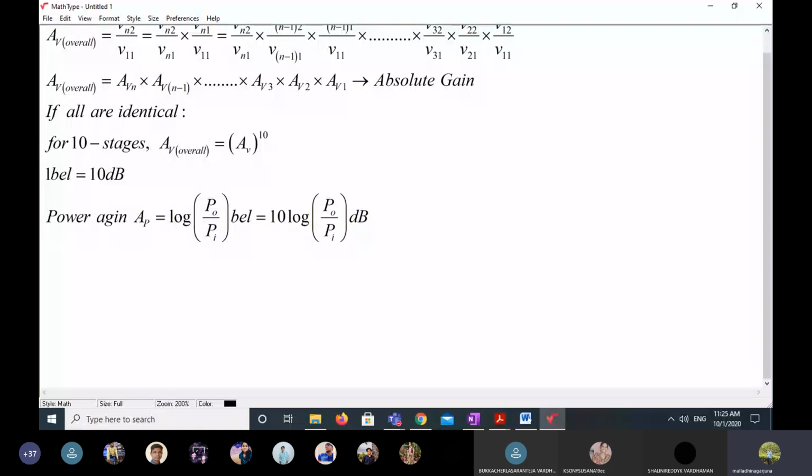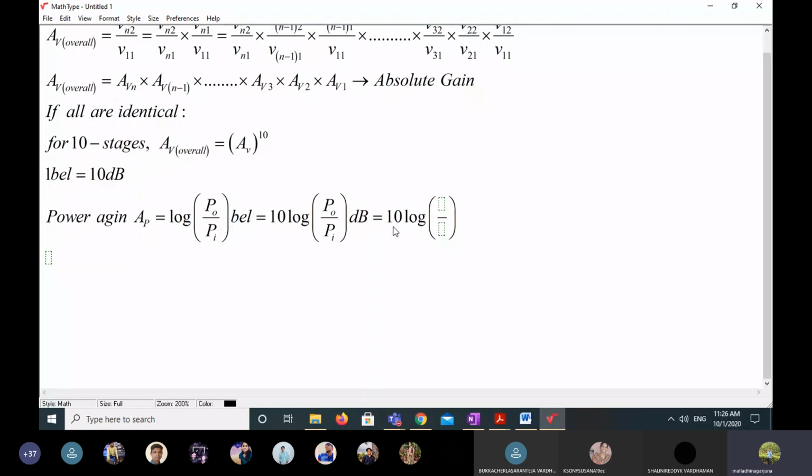So AP equals log of P naught by Pi, with bel as the unit. This is the basic definition of the power gain, and converting 1 bel to decibels gives 10 log of P naught by Pi dB. Suppose you want to write this in terms of the voltage gain. Power is equal to voltage into current, so let us convert this into voltage gain.